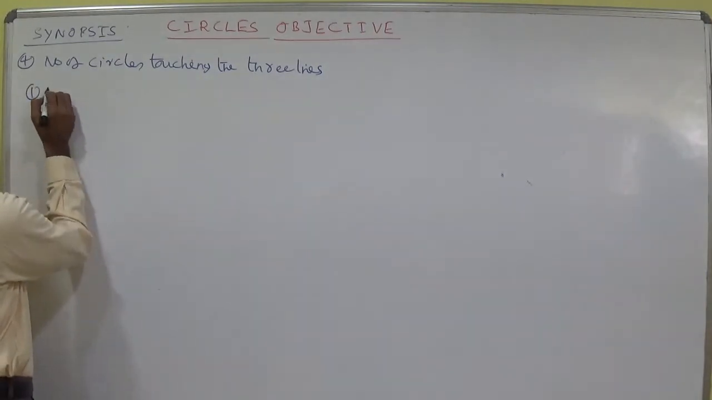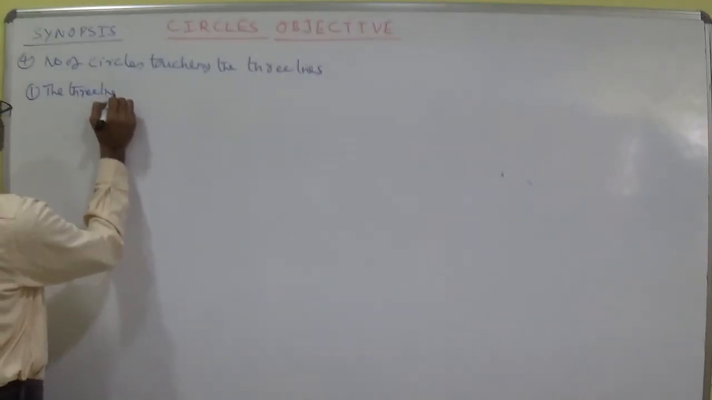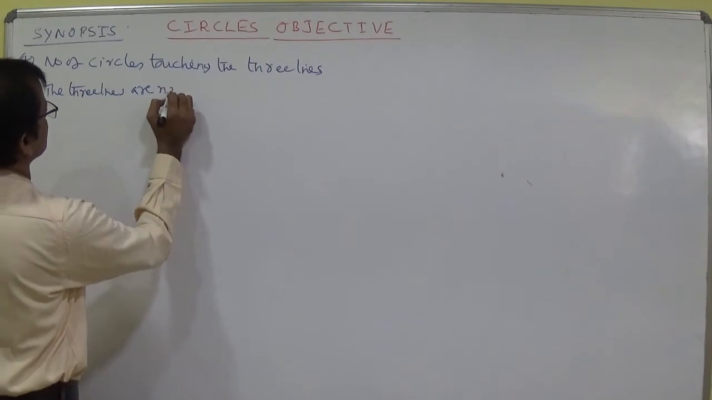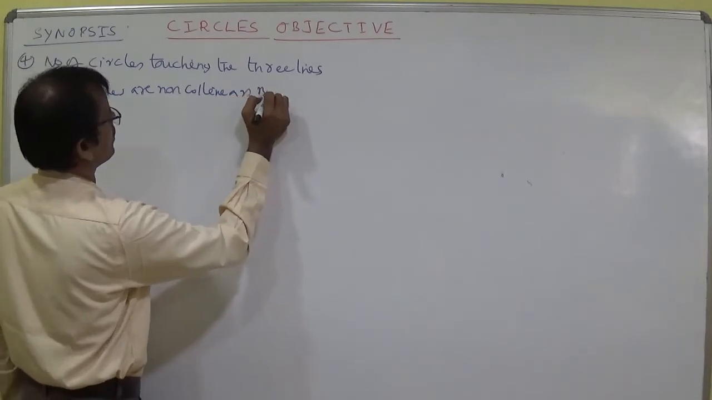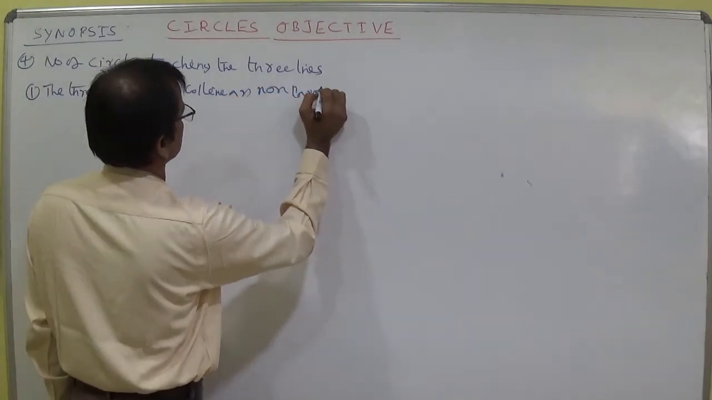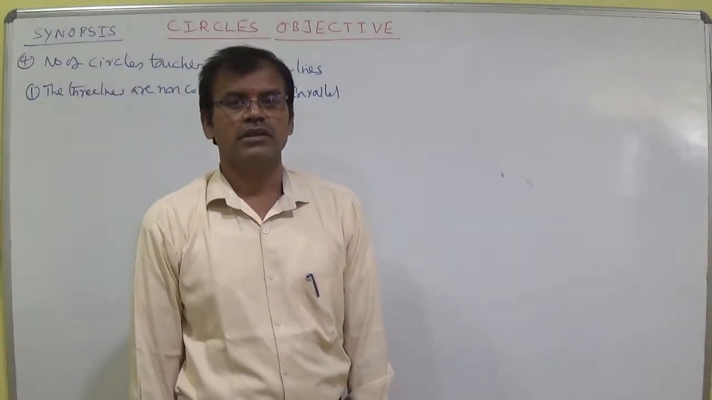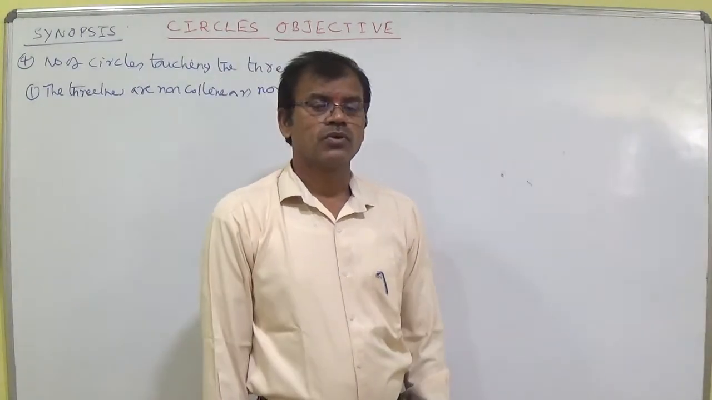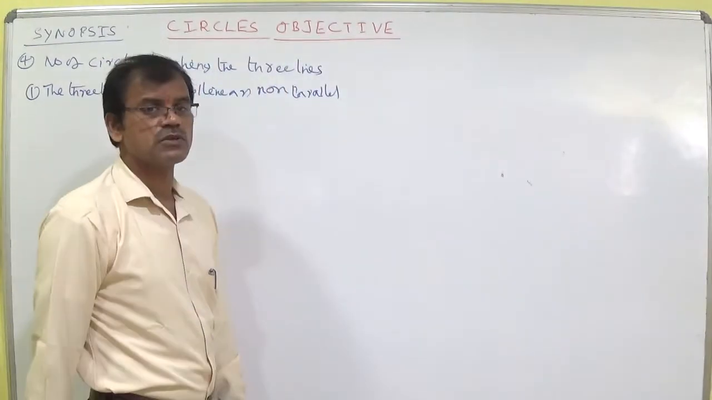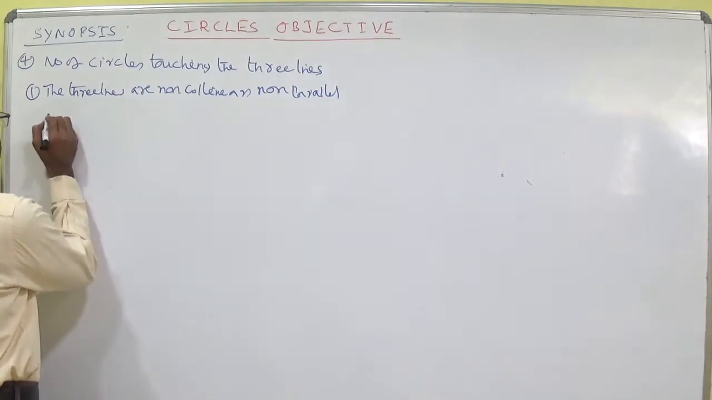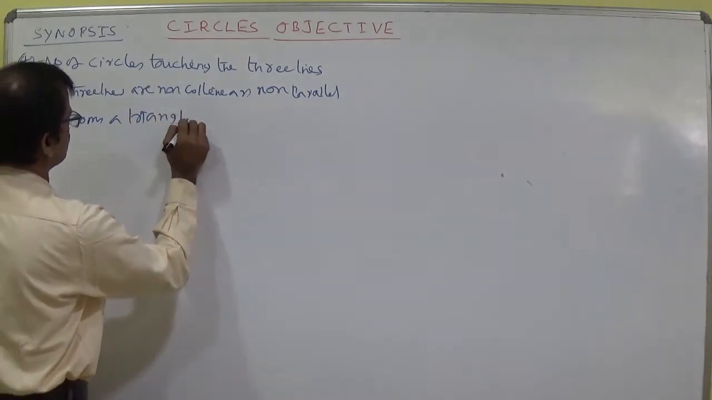First one: the three lines are non-collinear, non-parallel. Whenever three lines are non-collinear, non-parallel, then the three lines form a triangle. So, a triangle has three sides. By touching the three sides, how many circles can we draw? Let us discuss now. That is, it forms a triangle.